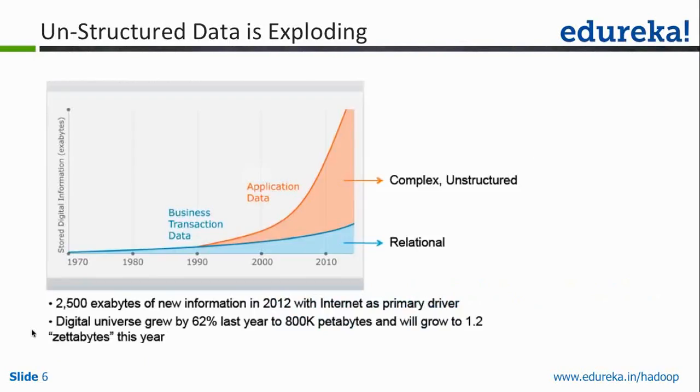So basically, this is a very important graph which plots how the growth of data happened. Till say the 1990s, there was hardly any unstructured data available. Whatever data we had was business transaction data, which was used in banks. The kind of data you'll find in a CRM or in a banking transaction. That was the kind of data we were dealing with, completely structured in rows, columns, and tables.